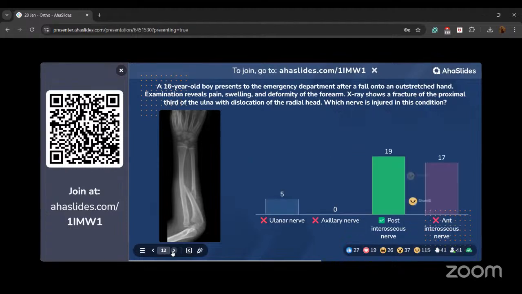Yeah, the right answer is posterior interosseous nerve. Also, the anterior interosseous nerve is commonly injured in the supracondylar fracture of the humerus. So these 2 points we have to revise often. We should not confuse this. I think they might test us on this as well.